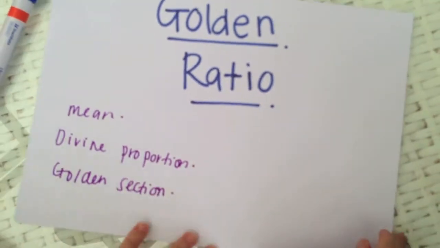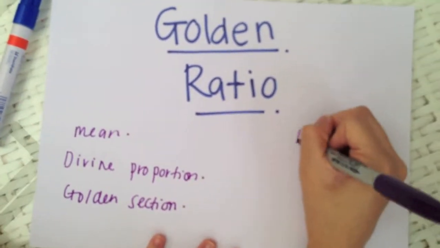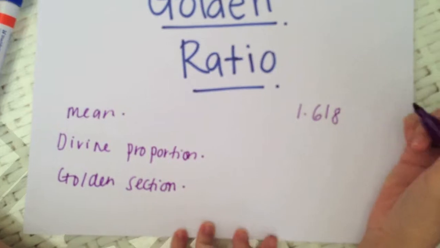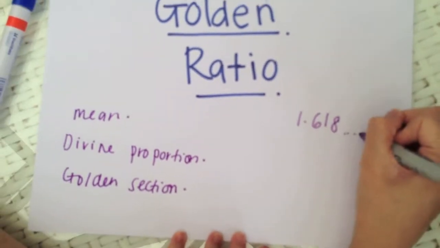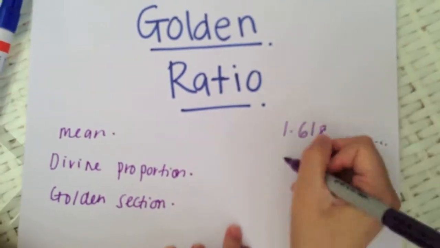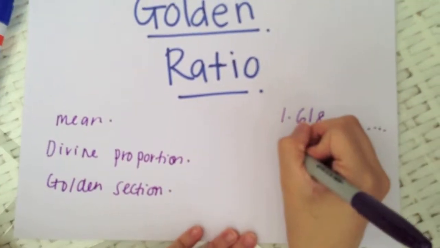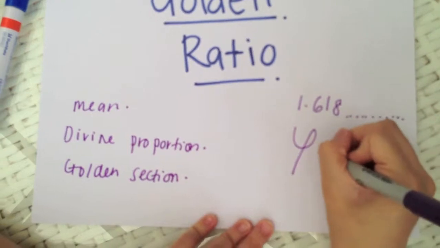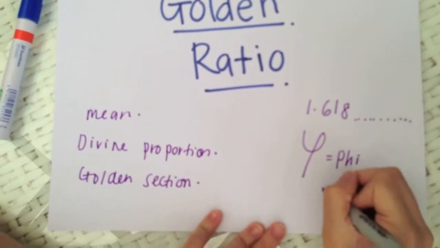Okay. The golden ratio is a number of 1.618. It starts with 1.618. It's a never-ending number, sort of like pi. The golden ratio is also known as, it's actually known as phi. This is phi, or you could draw it like this.